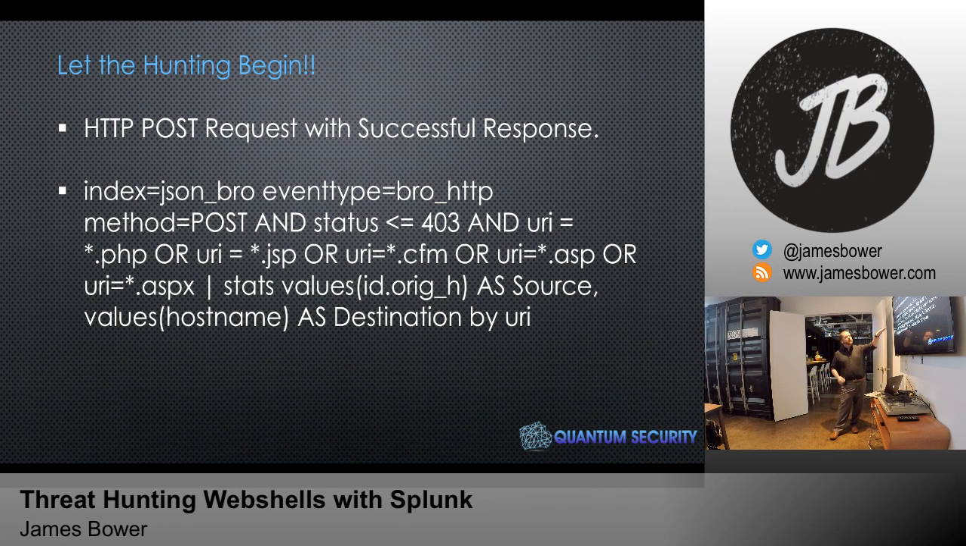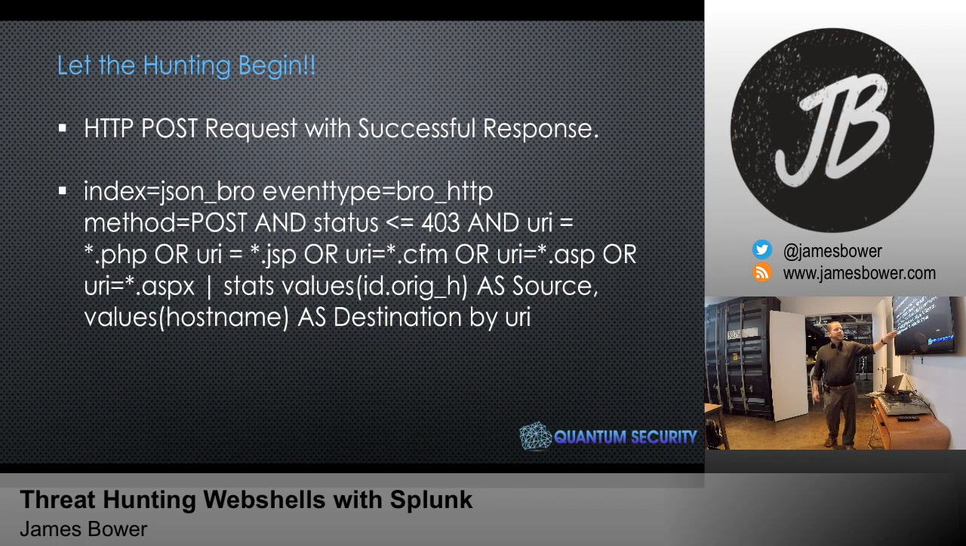So if we look here and go through the query, we have index JSON Bro. This, of course, is my Splunk query, and that's my index. The event type is Bro HTTP, because we're looking for web shells. We want to look at actual HTTP traffic. We're looking for a POST request, and I'm looking for a status that comes back that's 403 or under. So basically 403 to 200, that's what I want. And in the URI, I'm looking for a file that was with the POST request that ends in PHP, JSP, CFM being ColdFusion, ASP, ASPX.